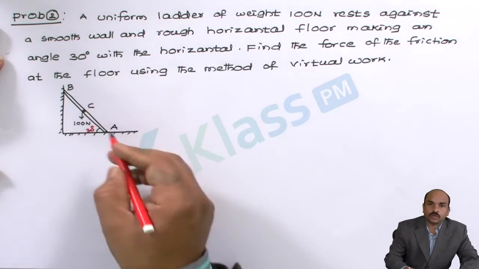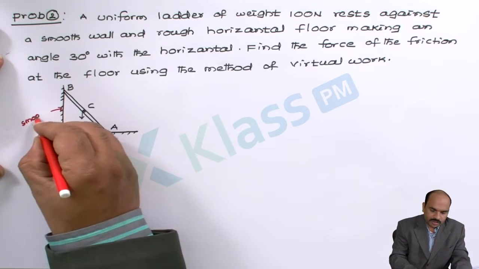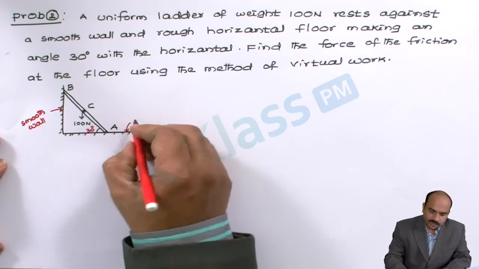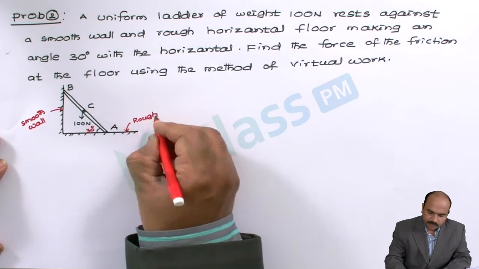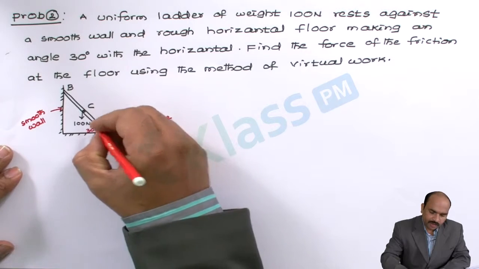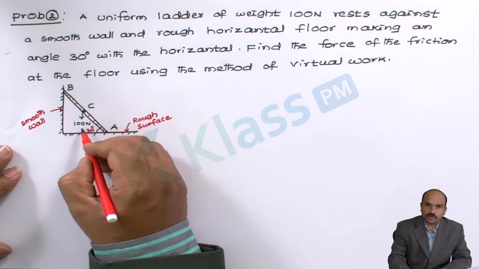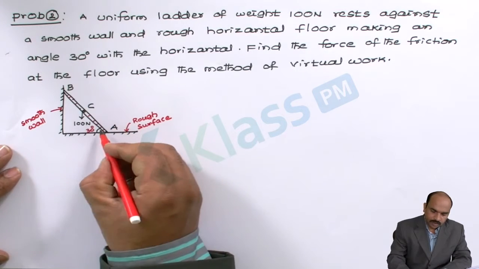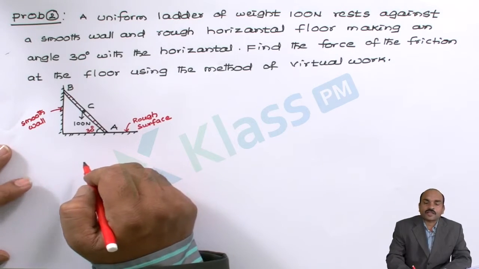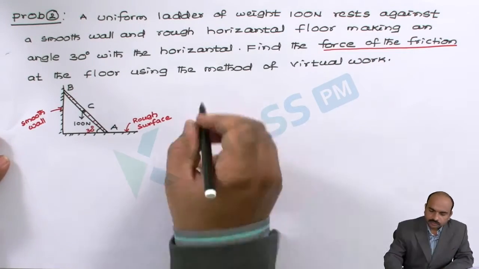So this diagram is provided. It is given in the problem that it is a smooth vertical wall, and the horizontal surface is a rough surface. This AB is a ladder, you can see in the diagram. At point C, there is a force of 100 newtons acting vertically downward, and the angle of the ladder with the horizontal surface is given as 30 degrees. Now, he is asking us to calculate the force of friction. So now, let us solve this problem.